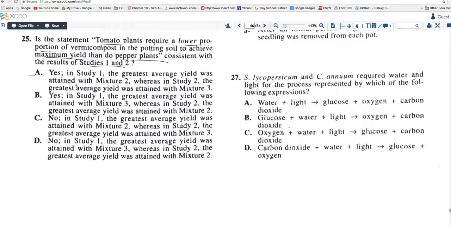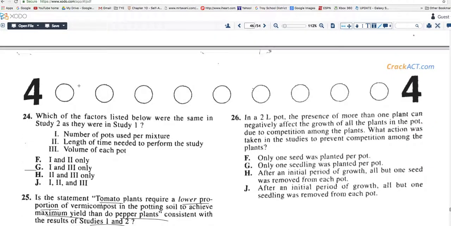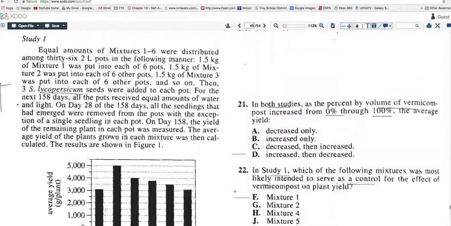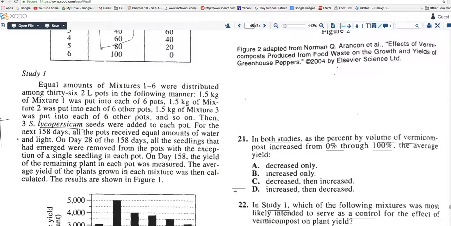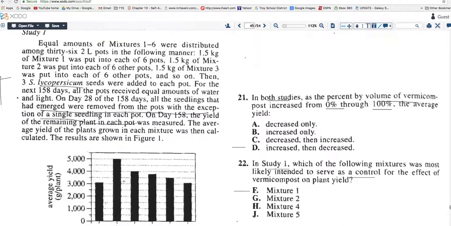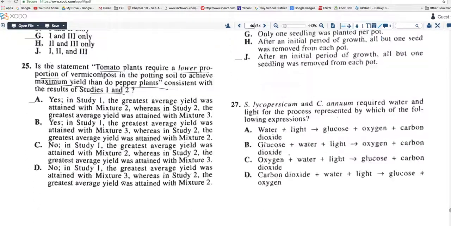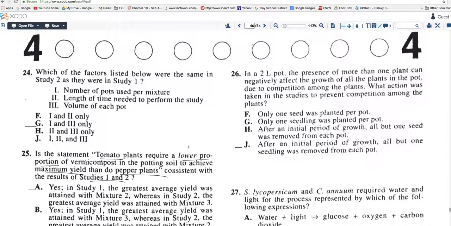Ritik, you got a question? That was really what I was going to say. All right, do it. I got J. Because in study 1 and study 2, it says all the seedlings that had emerged were removed from the pots with the exception of a single seedling in each pot. Good. Right here says exactly what he just said. Underlining is not great on this. We're going to get something better to do this soon. All right. Yeah, that's it. It's J. That one's an easy one.